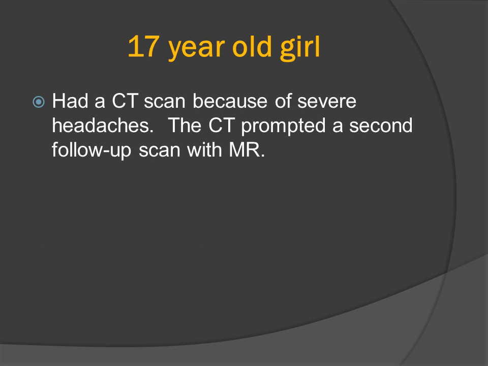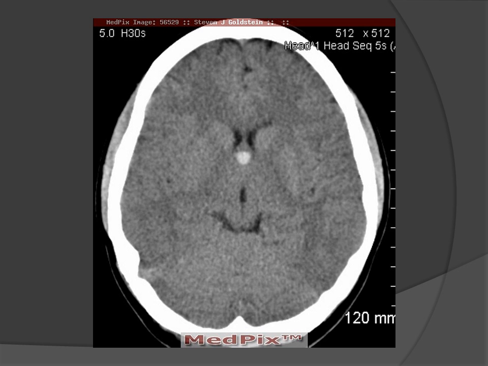This 17-year-old girl had a head CT scan because of severe headaches. The CT prompted a second follow-up scan using magnetic resonance imaging. This axial non-contrast CT scan shows normal ventricles and sulci for the patient's age. The frontal horns and the third ventricle do not appear obstructed, and the quadrigeminal plate is in its normal location.